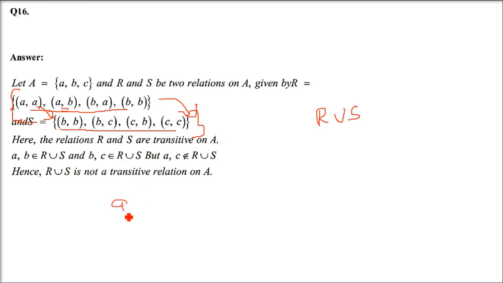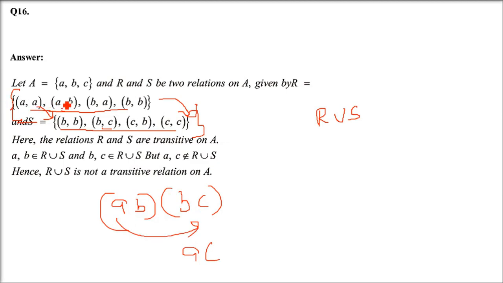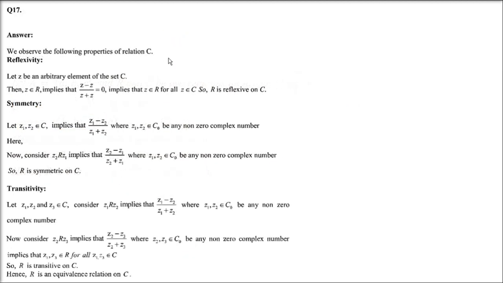Now when I combine all of these, just see. AB is there. BC is there. Can you find AC in all 8 of them? No. So it is not transitive. So when we purposefully took R and S as transitive, R union S is clearly not transitive. Hence proved: if R and S are transitive relations on set A, R union S may or may not be a transitive relation on A. We have proved it to be not transitive.